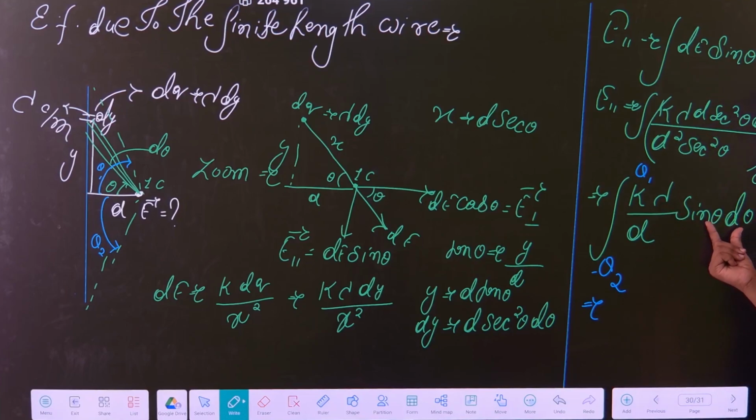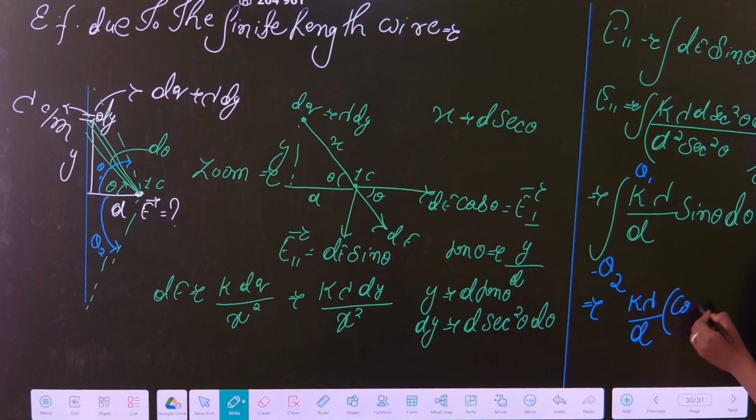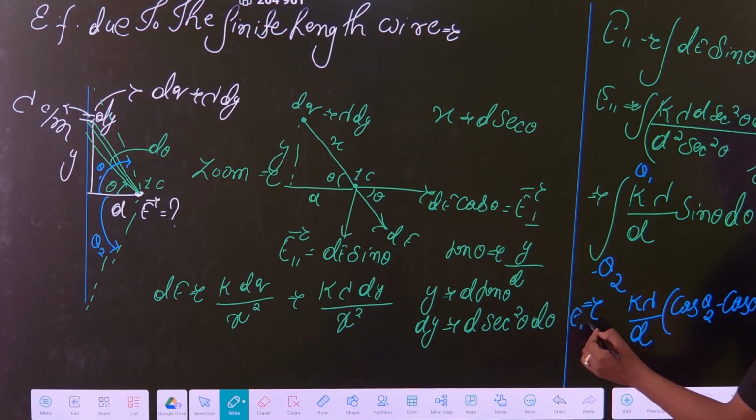K lambda by d. What is the integration of sin theta? Sin theta integration is minus cos theta, so you will write cos theta 1 minus cos theta 2, so that will be a minus sign, so it will become K lambda by d into cos theta 2 minus cos theta 1, correct? This is my E parallel.